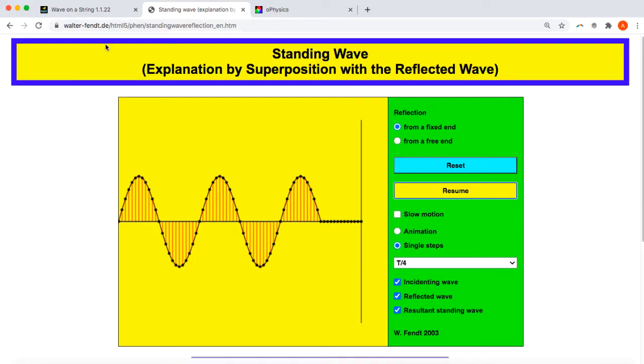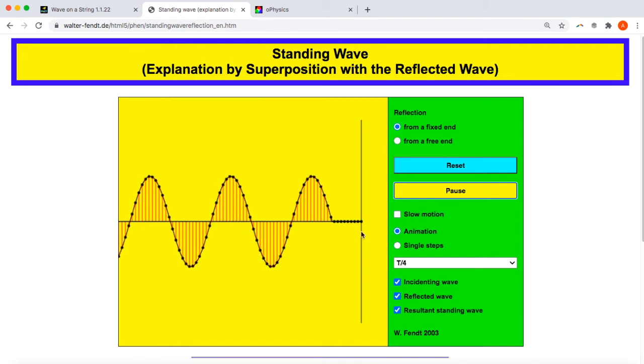This animation is from a different site. You can see the URL here, and what we're going to see is this traveling wave in the red moving towards the right where there's a fixed end. The red outline is showing you the incident wave, and once it hits the fixed end, it's going to invert, and we're going to see the blue reflected wave moving back to the left. The black dots show the outline of the resultant formed by adding the red incident wave and the blue reflected wave. Let's take a look and see what happens.